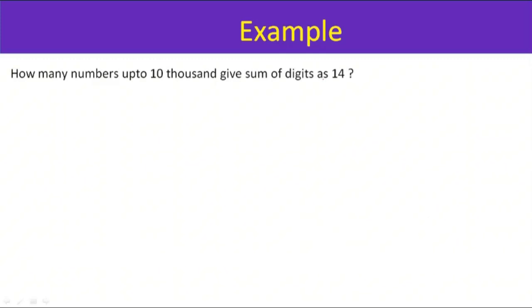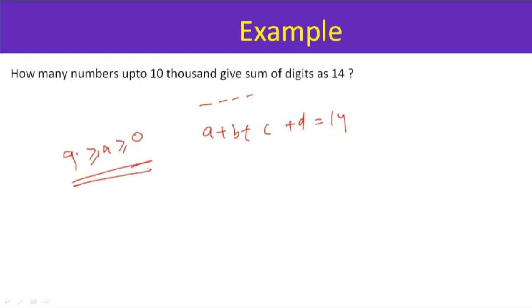I'll give you 20 seconds to think and then we'll try. Up to 10,000. So there'll be 4 digits, right? 9999 is the maximum number. Sum of 4 digits is nothing but 14. Each digit can be from 0 to 9. Chalo, time up. Let's see if anyone has solved it.